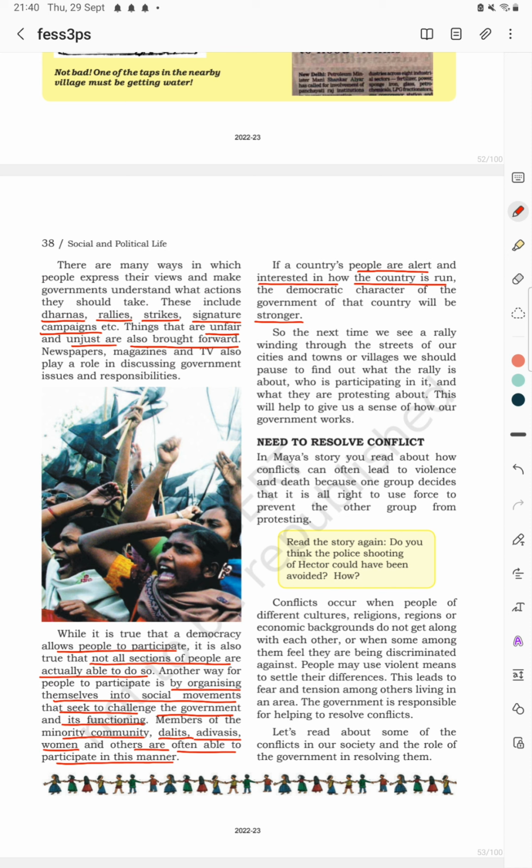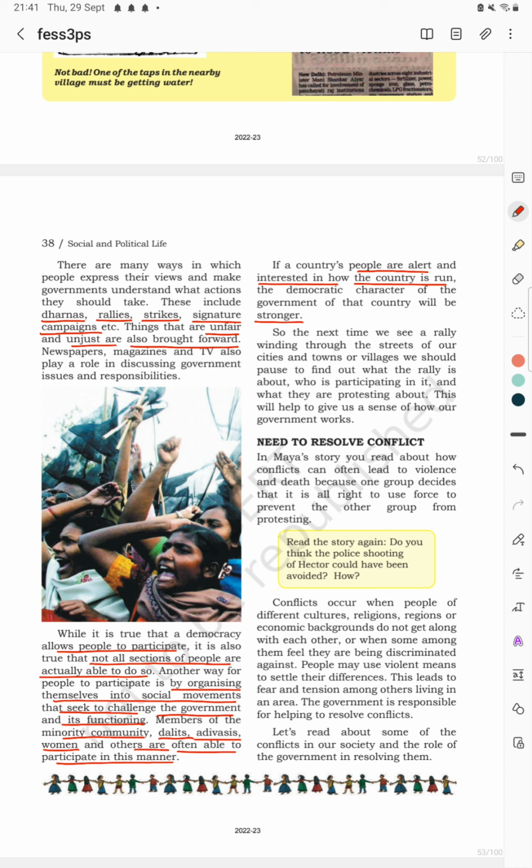So in that situation, the democratic character of the country will be stronger. Like in case of the recent farmer protest. The farmers protested for more than a year against the three farm laws. They peacefully staged a protest.